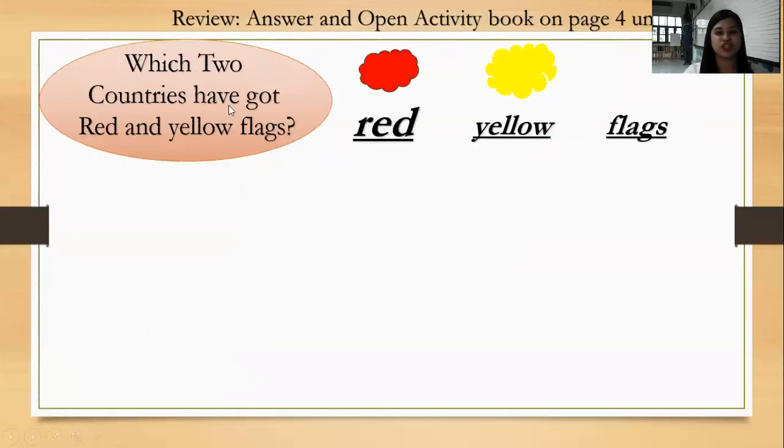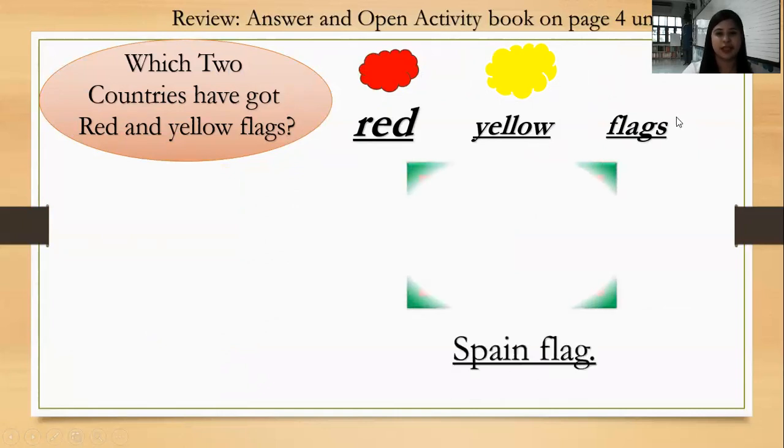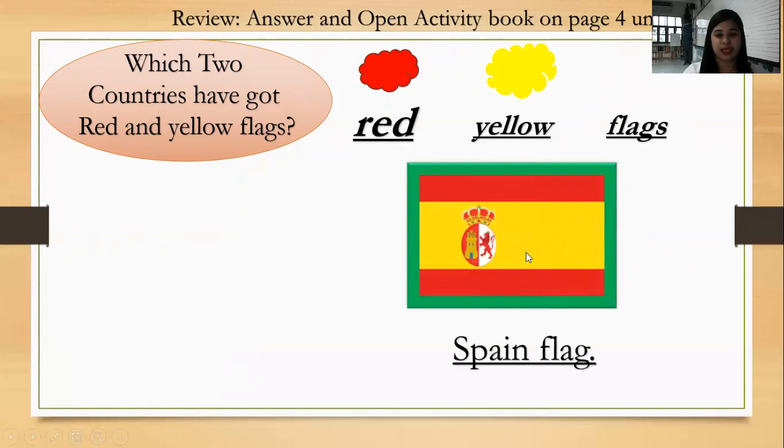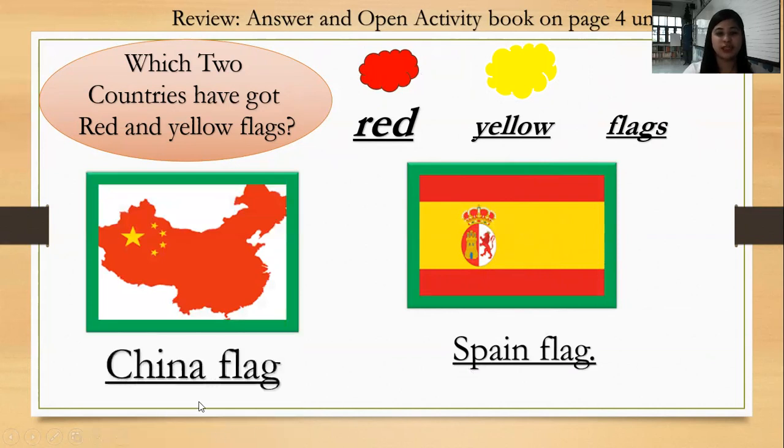Which two countries have got a red and yellow flag? Number 1, Spain, yellow and red. Spain flag. China flag. Red, yellow.